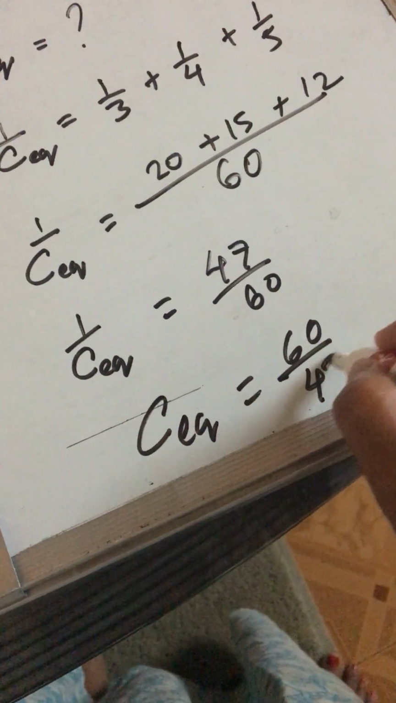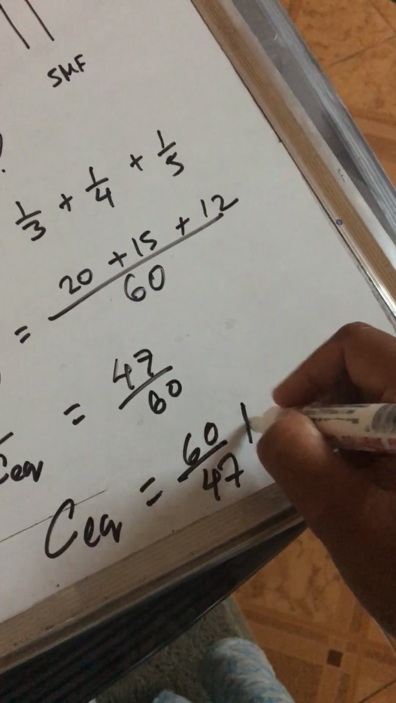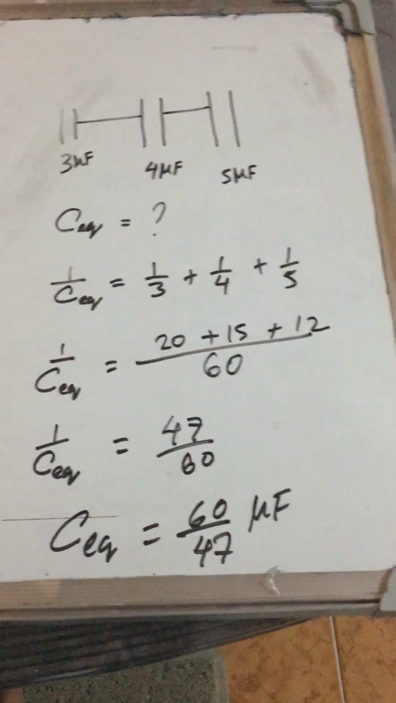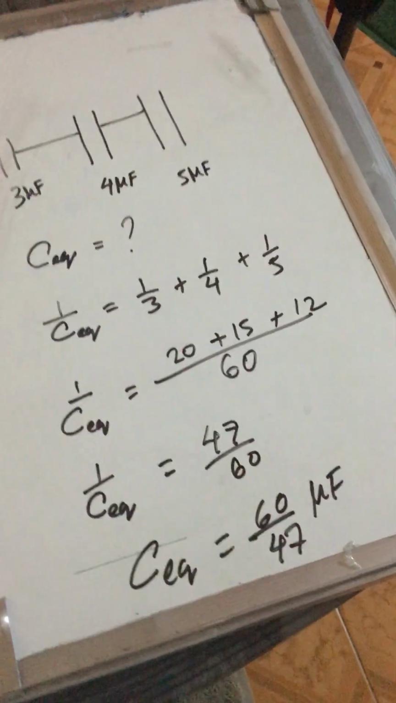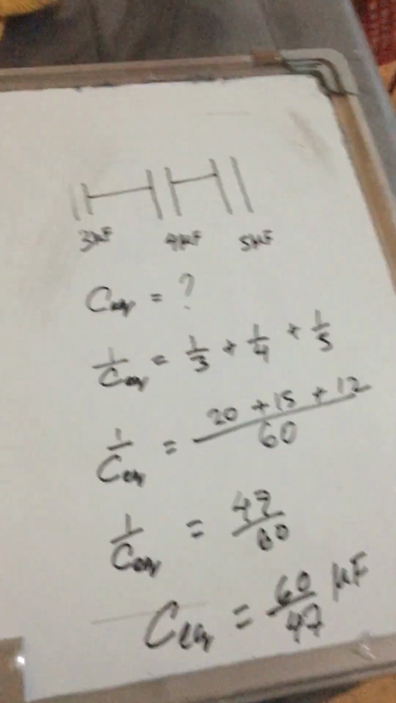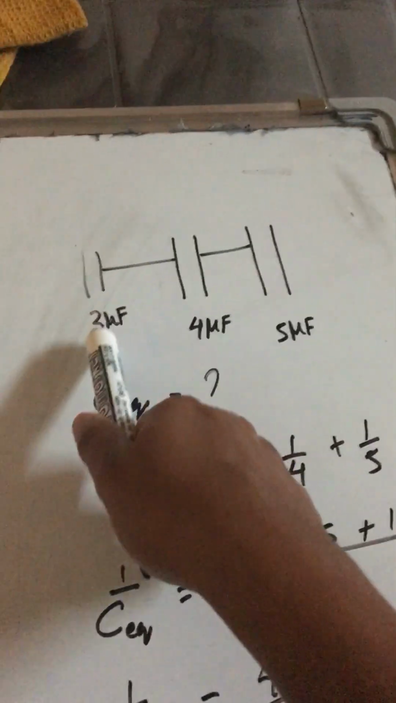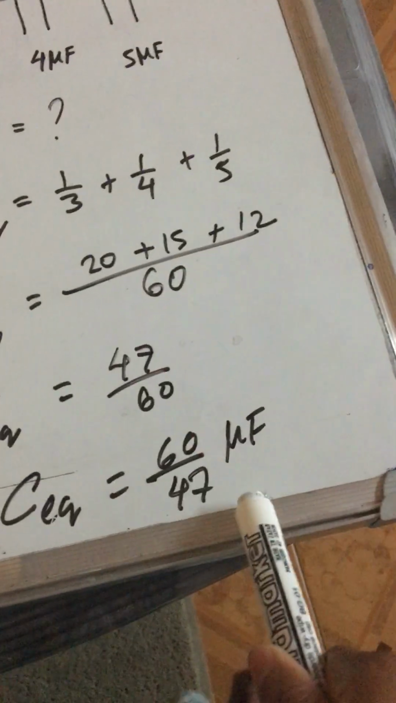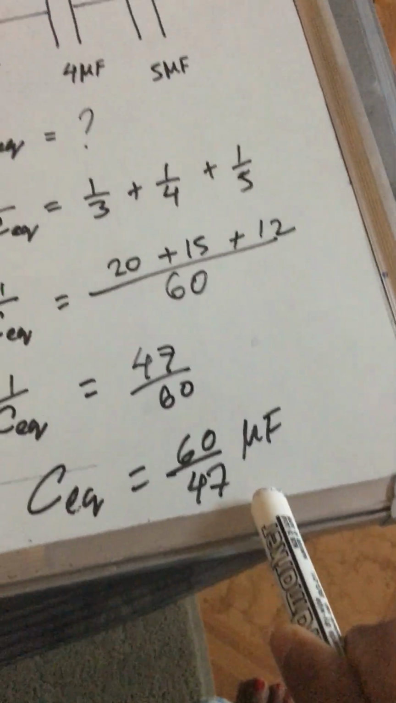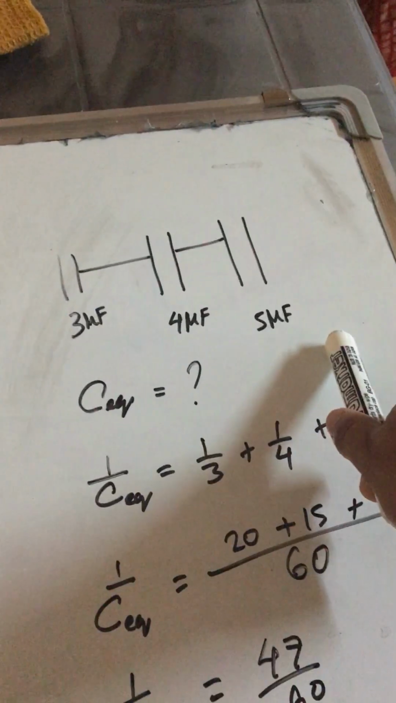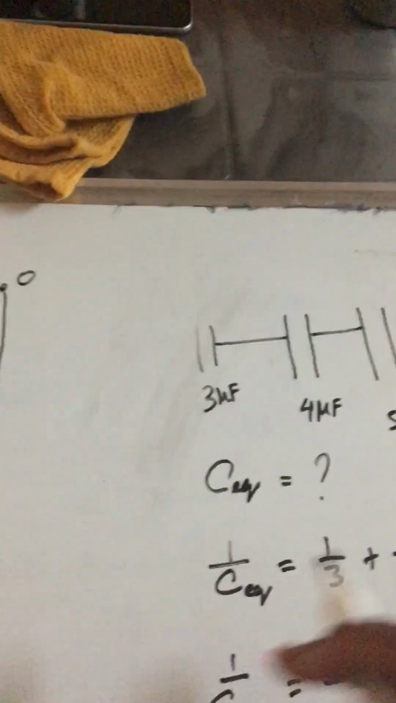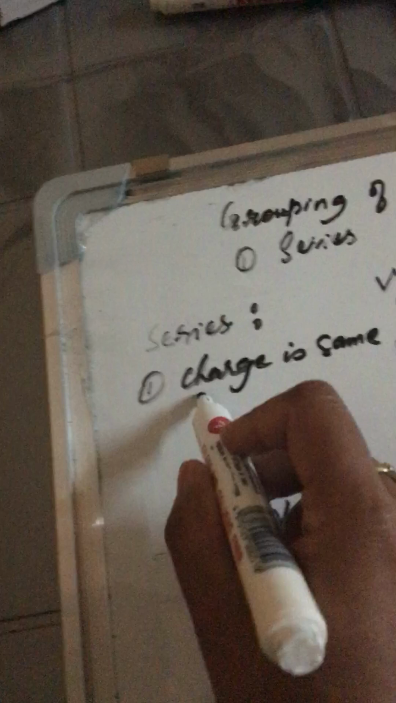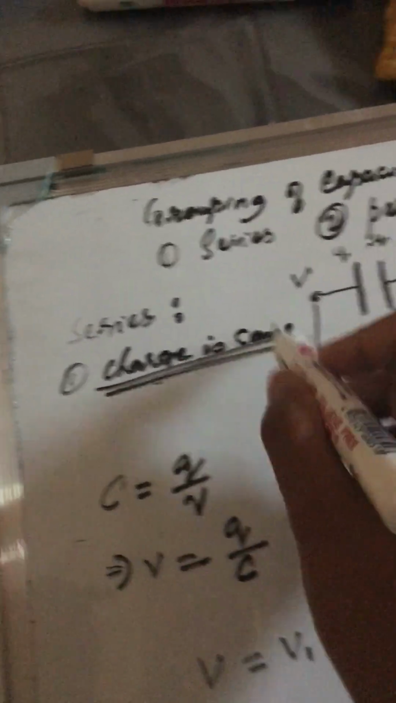Then CEQ is 60 by 47 microfarad. I'll not do the calculation. It will be 1 point some value. So when they are in series, the capacitance actually reduces. See, the lowest one was 3, but the equivalent is just 1 point something. So when you have a number of capacitors and you want to lower the capacitance, you need to make the connection serially. Keep this point in your mind.